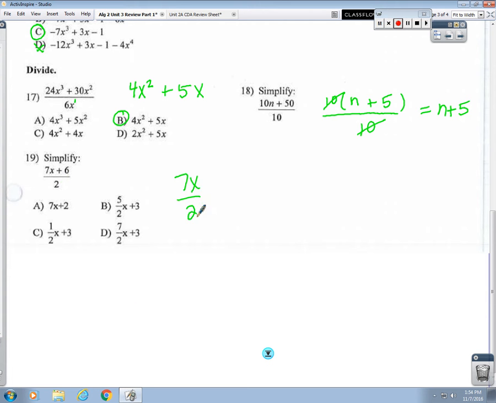Okay, then number 19, just break it apart. Like put the 7x over 2 and the plus 6 over 2 and reduce. Will that reduce? No, so it's going to stay 7x over 2. Will that reduce? To a 3, so it's D.